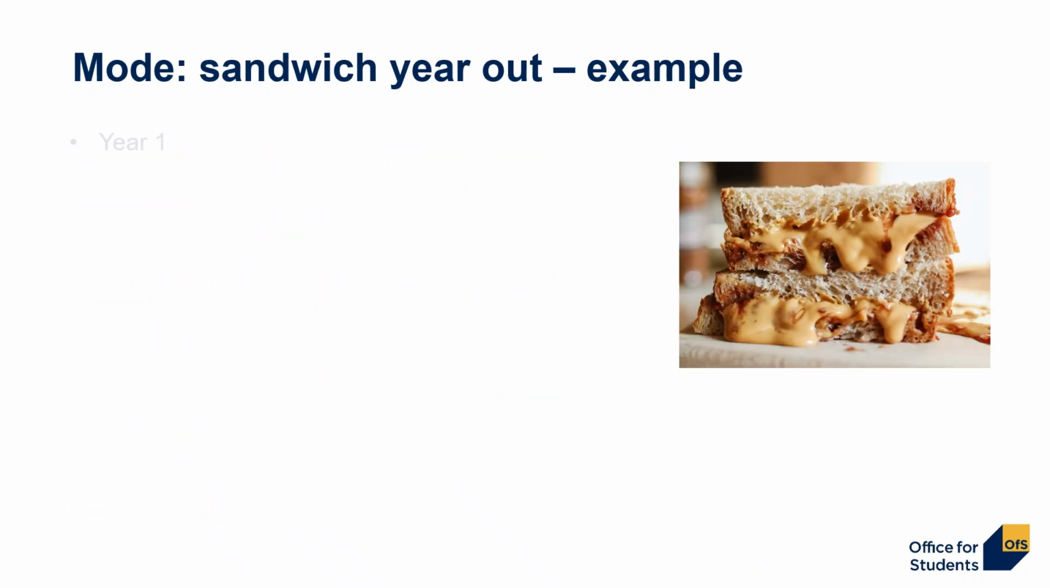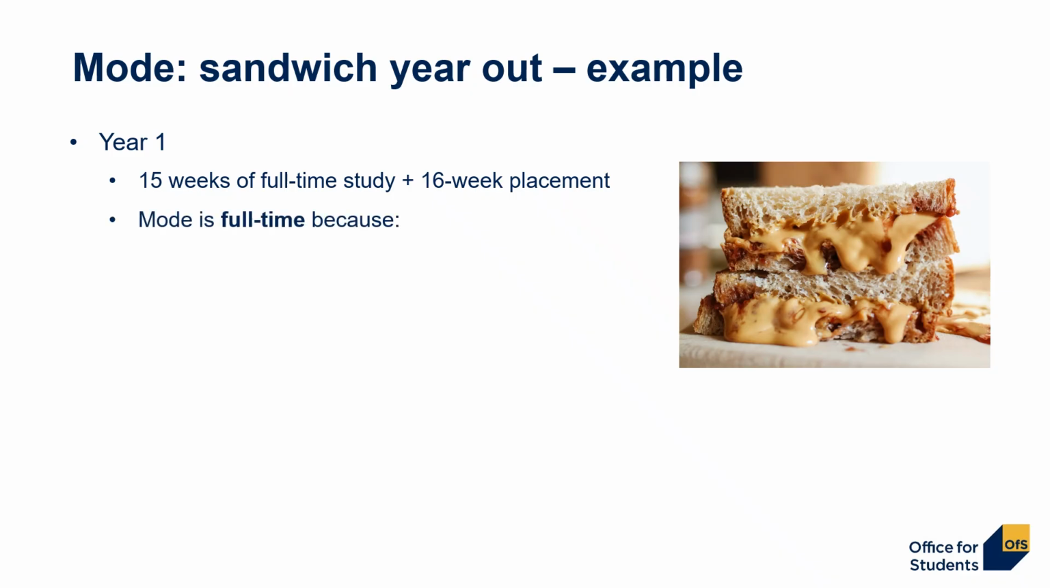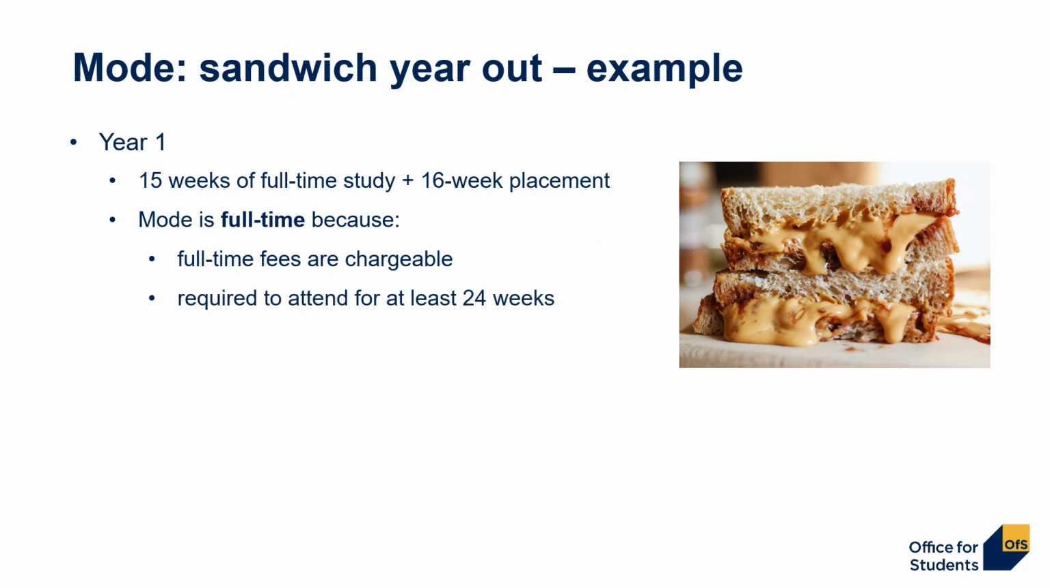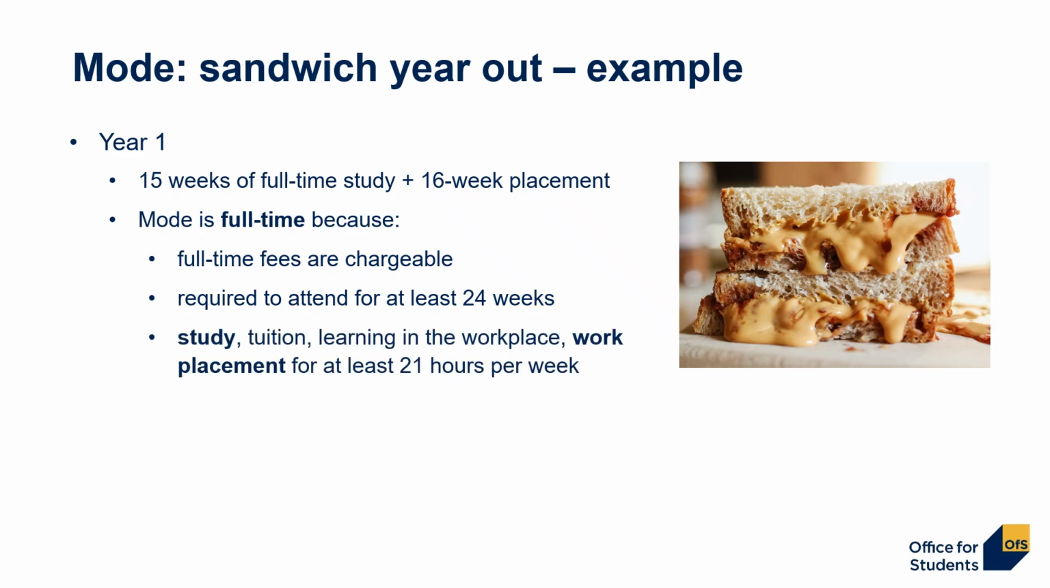In this example, in year 1, students have 15 weeks of full-time study and a 16-week placement. This year will be recorded as full-time because full-time fees are chargeable. There's a requirement to attend at designated locations for at least 24 weeks. And there's study, tuition, learning in the workplace, work placement for at least 21 hours per week. Notice that in this example, the study and work placement together take the activity over the 24-week threshold.